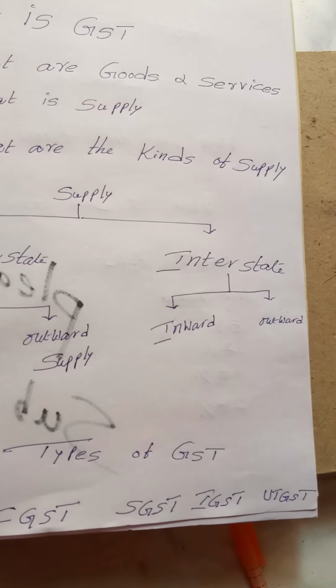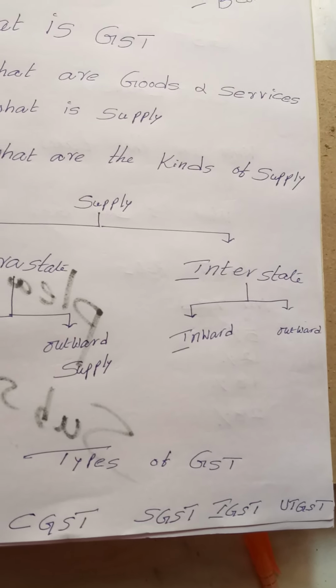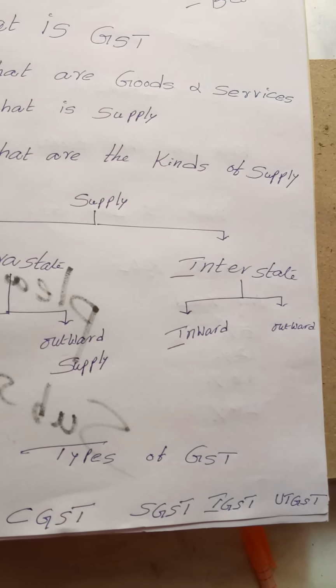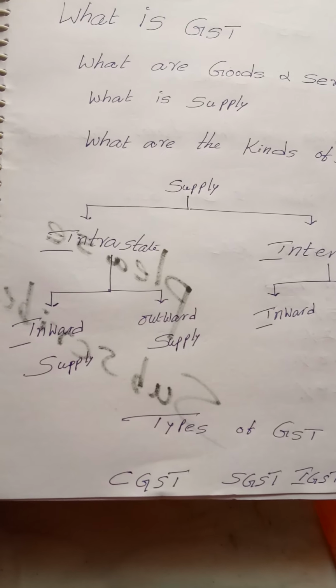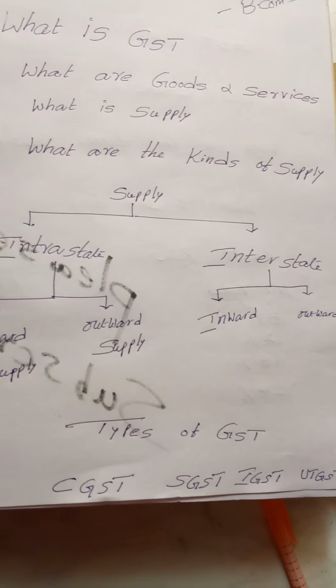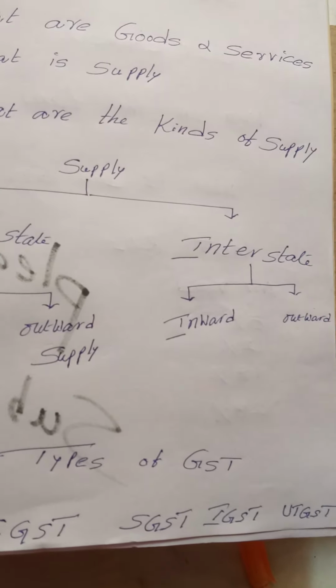Interstate supply means when the supplier and the person to whom the goods are supplied belong to two different states, that is known as interstate supply. In case of intrastate supply, my dear students, the GST imposed is CGST plus SGST. But in case of interstate transactions, it is IGST.